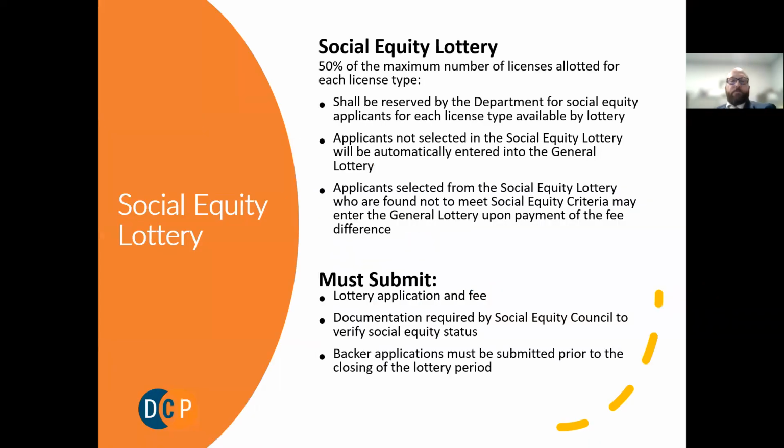The lottery pathway. The social equity lottery is the first lottery that we're going to run. 50% of the maximum number of licenses allotted for each license type will be reserved for the social equity lottery. Applicants not selected in the social equity lottery will be automatically entered in the general lottery. Applicants that are selected from the social equity lottery who are not found to meet social equity criteria may enter the general lottery upon payment of the fee difference. And they'll have 5 days to do that.